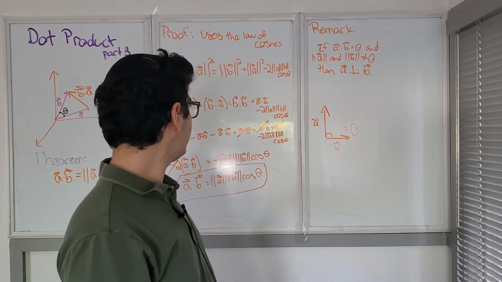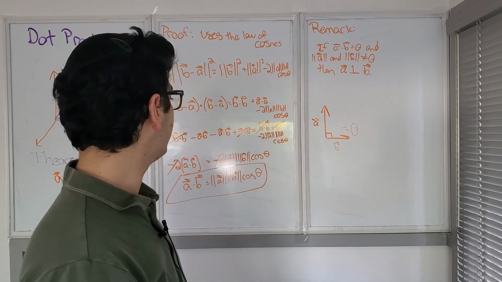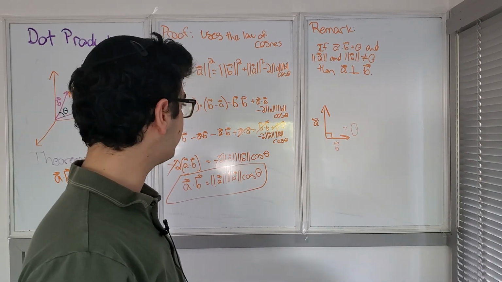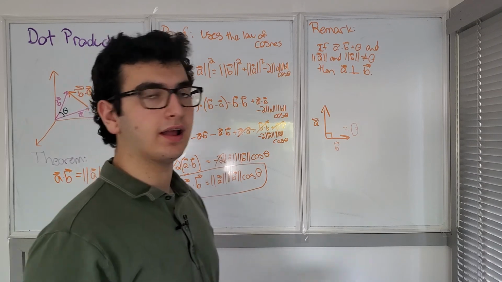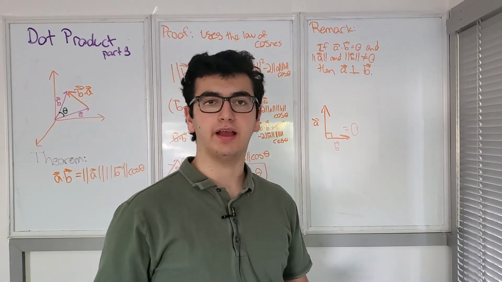Now you should also notice that you could have the dot product be a negative number if the angle is between pi over 2 and 3 pi over 2, where cosine is negative, in the second and third quadrants. And that's not a mistake. That really helps you out sometimes.